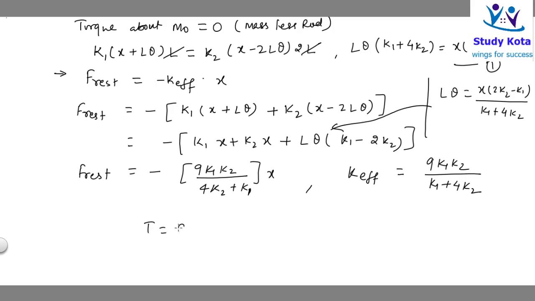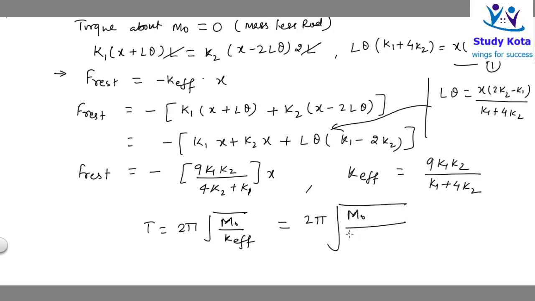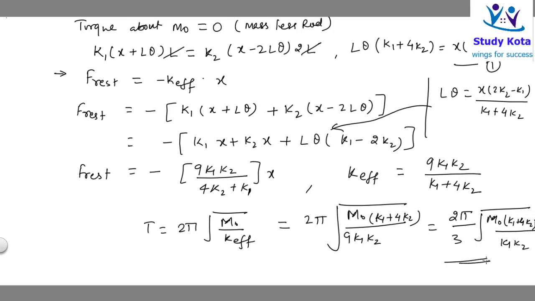The time period is given by 2 pi root of m naught by k. After putting in the value, it is m naught upon 9k1 k2 into k1 plus 4k2. Taking 3 outside, because 9 is under the root, we get 2 pi by 3 root of m naught into k1 plus 4k2 upon k1 k2. This is the final answer. Okay guys, so this is the solution of this problem.